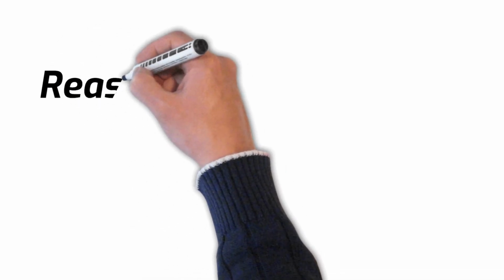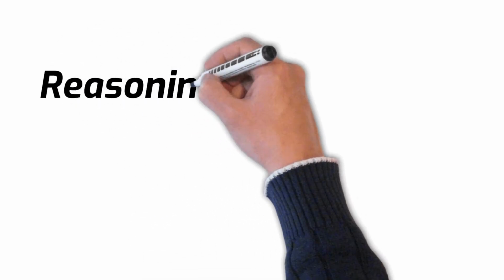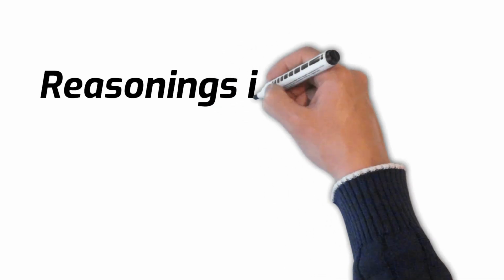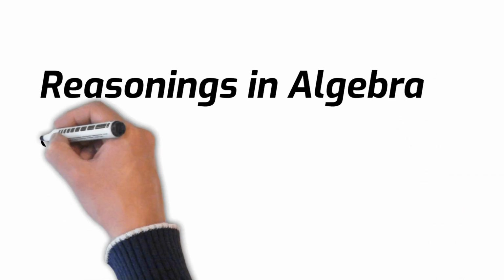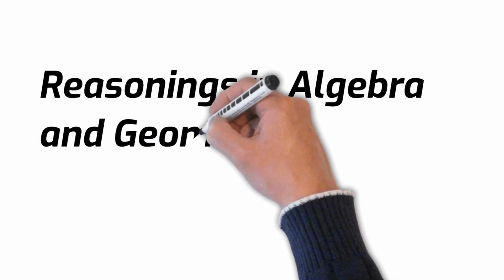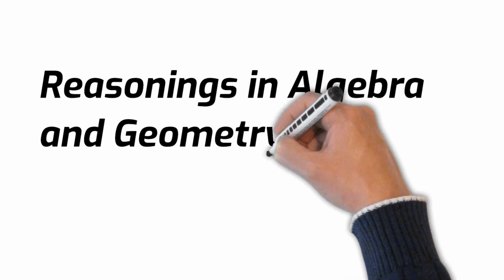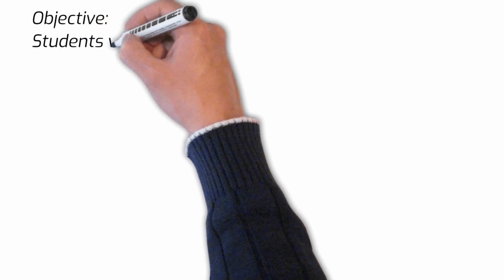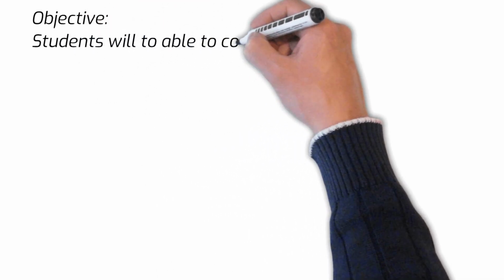Good morning. Today we are going to be dealing with reasoning in algebra and geometry. The main objective is that the student will be able to connect reasoning in algebra and geometry. The properties of equality are added to the student toolbox for writing proofs using deductive reasoning.